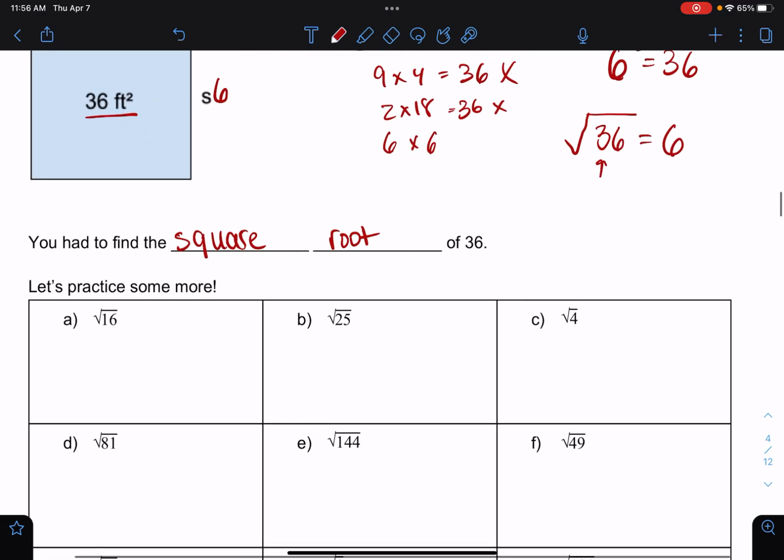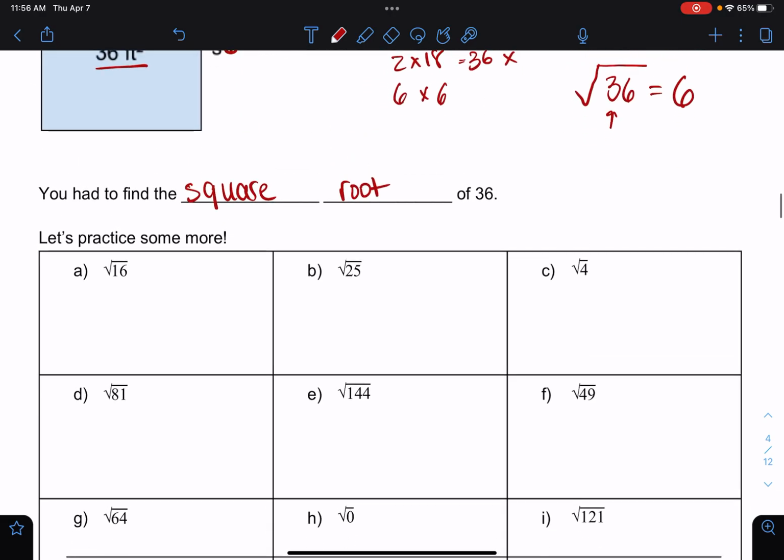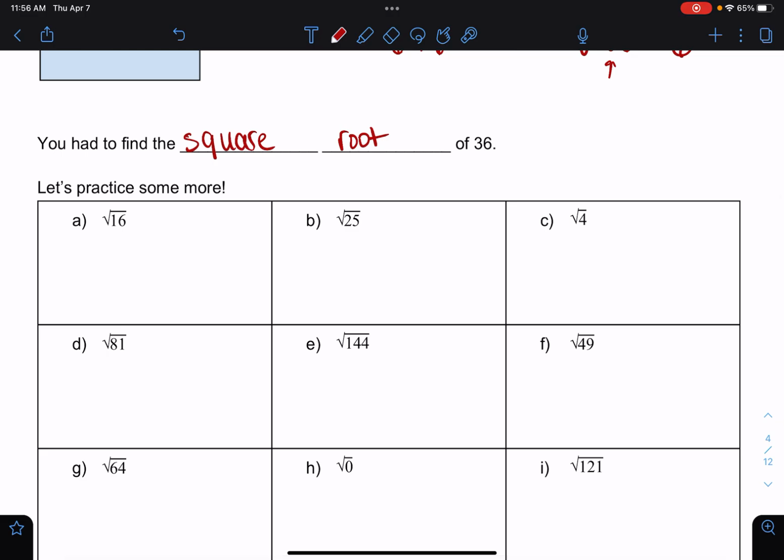So let's do some practice. We have A, the square root of 16. What times what equals 16? 2 times 8 is 16, but that wouldn't make a square, because that would be a rectangle with side lengths of 2 and 8. But 4 times 4 is 16. So the square root of 16 is 4.